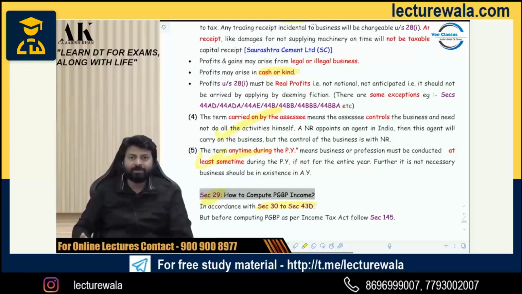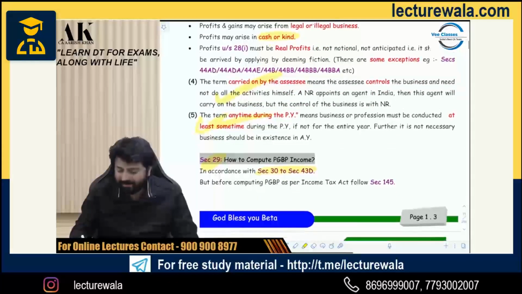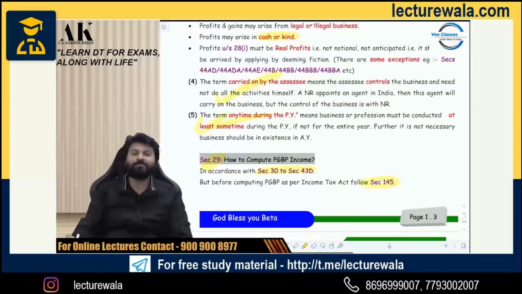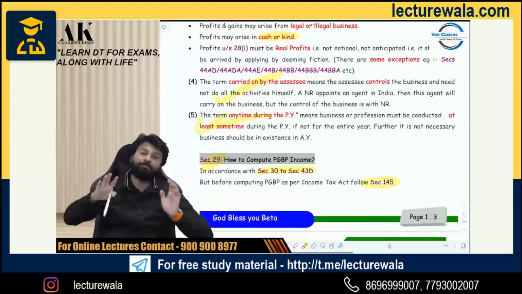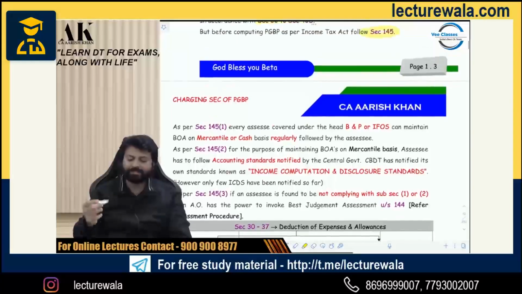So how to make a P&L? Because all these PGBP deductions and disallowances are of no use without a P&L. What should be my format to make a P&L? So let me talk about that first today. How to make a P&L? That is given in section 145. Section 145 talks about the manner of making P&L, and in that there are three subsections.